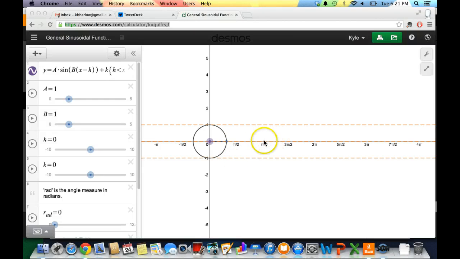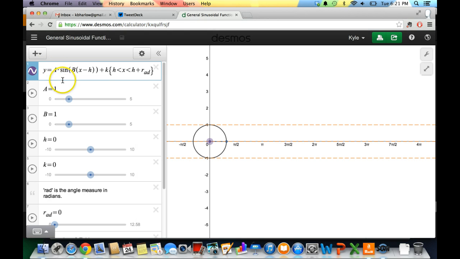Hey, I just want to demo this Desmos graph I made a couple days ago that is exploring the general sinusoidal function equation. If we take a look up here, we've got y equals a sine of b times x minus h plus k. This is actually the equation that we're exploring here.